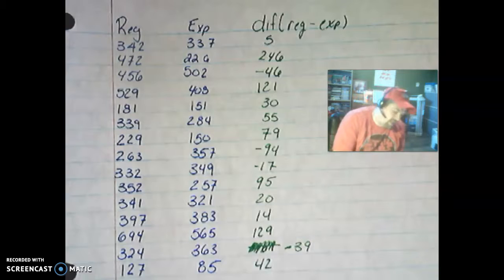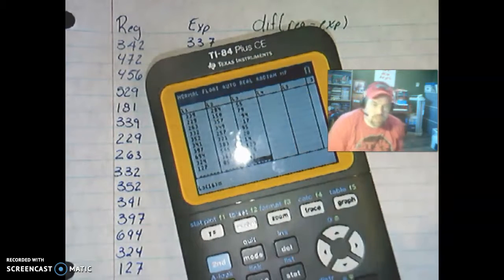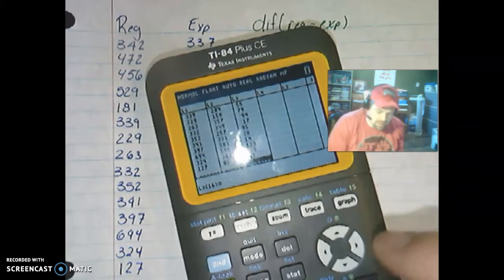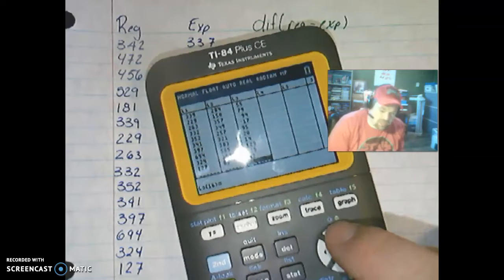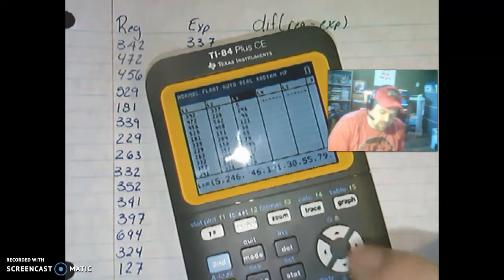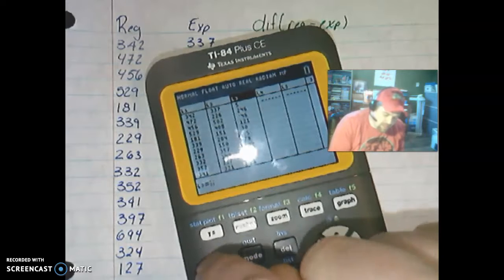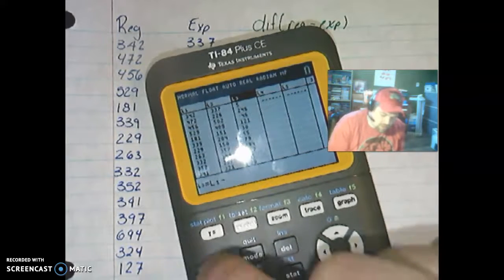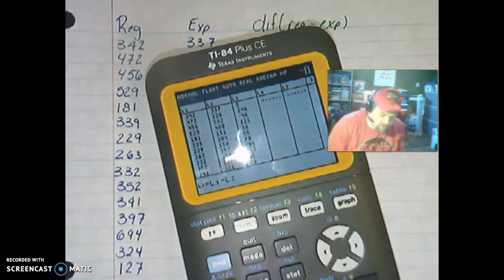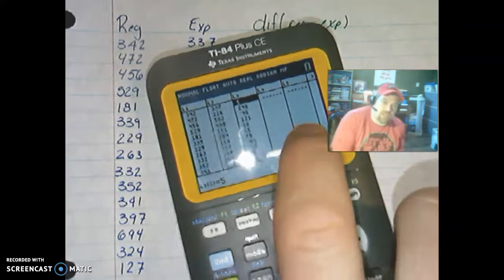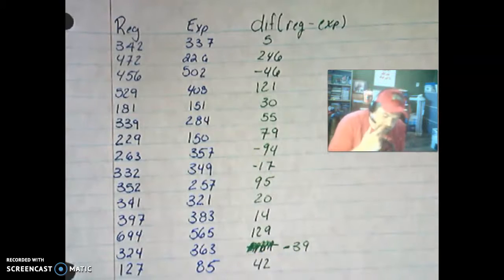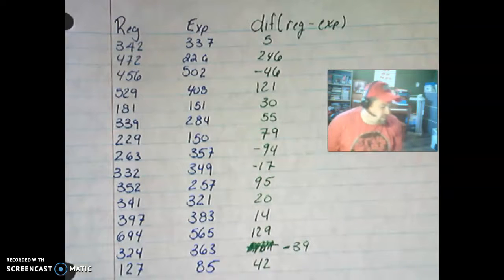And what I did, I'll show you on the calculator, is I typed in the regular and the express in the lists, and then I went up into here. I already did it. I did second list 1 minus list 2, and it gave me my differences so that I could write it down for you guys. Okay, so that was a quick way for me to do that so we could look at it.